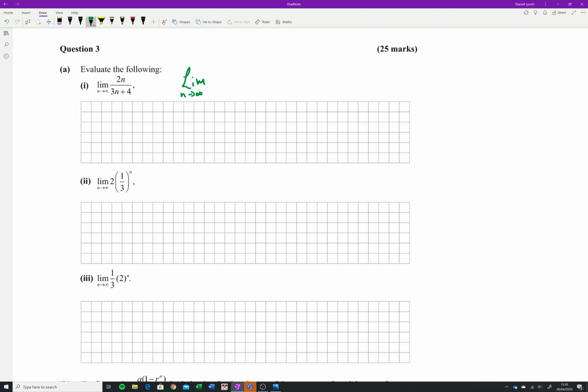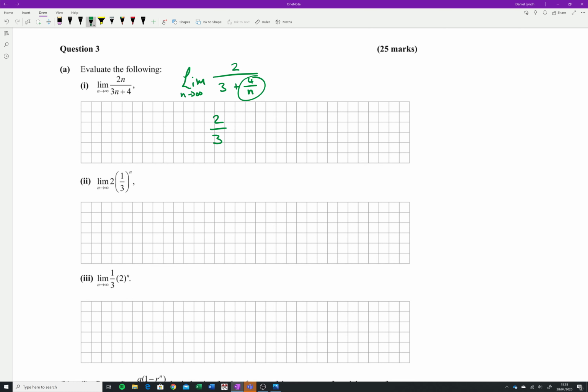And what we're going to do is just divide top and bottom by n. If you divide the top by n, you just get 2. Divide the bottom by n, you get 3 plus 4 over n. And now it becomes more obvious what happens when we make n really, really large. You're going to have 4 over something gigantic that's going to start heading towards 0. So the limit is simply 2/3.